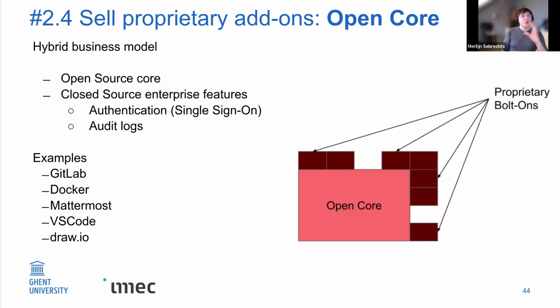Something else are audit logs and compliance logs. It's also a feature that is often part of the proprietary add-ons of open source, open core products. There are some very popular products and companies that do that. For example, GitLab, Docker, Mattermost, VS Code, and diagrams.net, which is a drawing application.